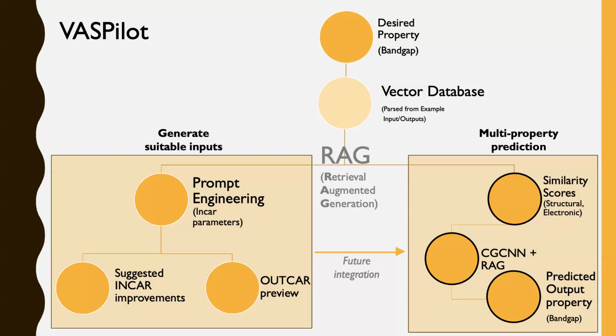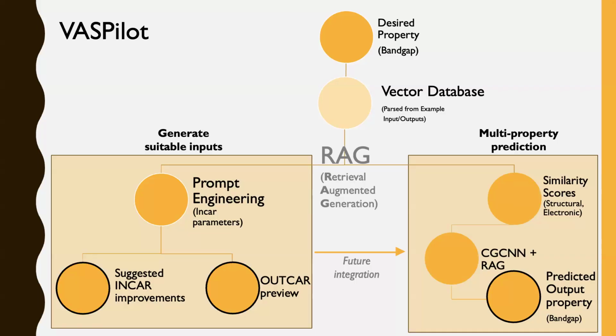And in this case, we use a multi-headed regressor based on CGCNN and RAG to give a predicted output property, which is the band gap. And thus, we get previews of the DFT calculation at a fraction of the cost and speed. And this is incredibly useful for anyone who might not have deep understanding of DFT, but wants to get started or wants to speed up their workflows. And I think going forwards, we plan to make this a full integrated workflow.